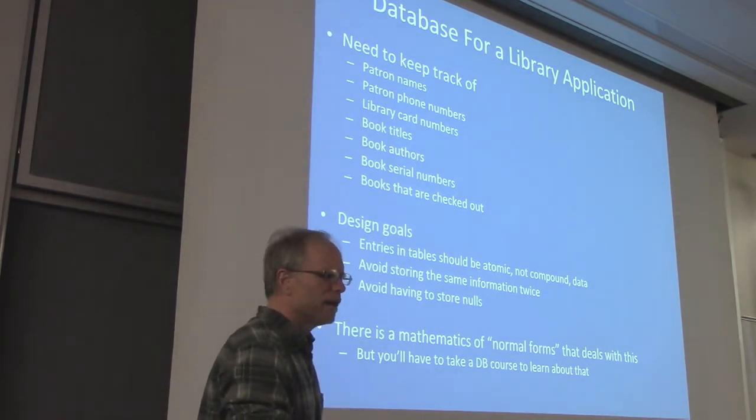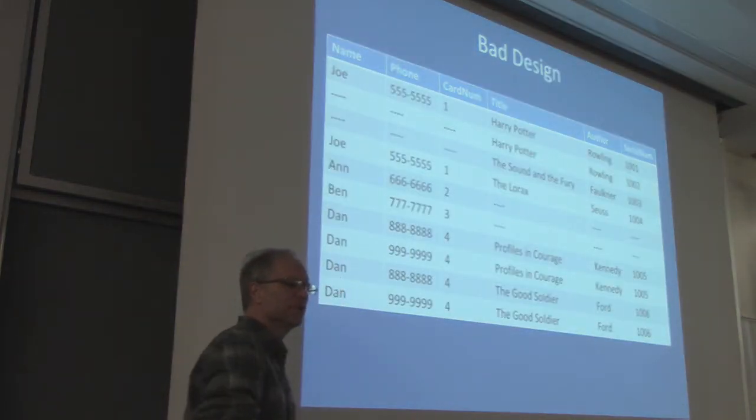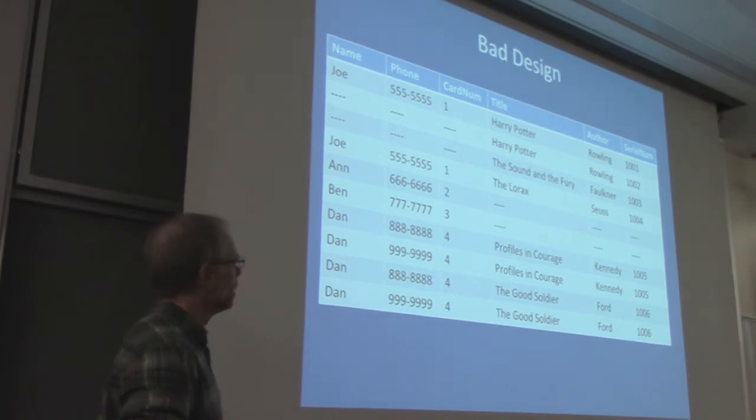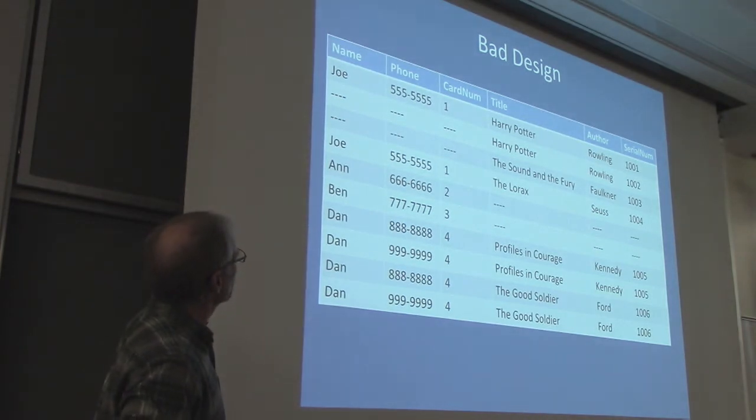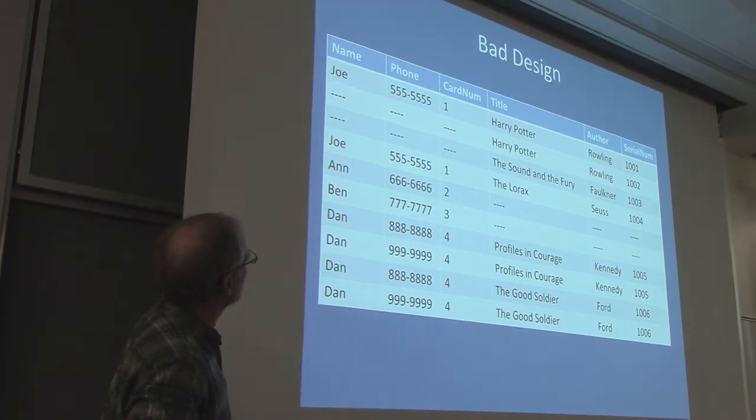So let's try. Here's an idea. Here's a bad design for the database. Basically, I'm making a column for everything. Name, phone number, card number, titles, authors, and serial numbers of books.